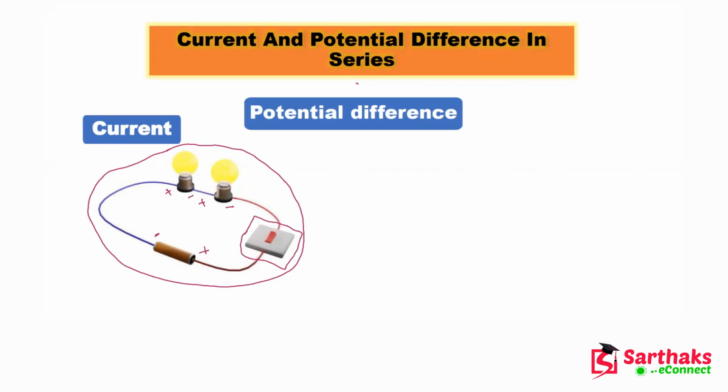So why does it happen? Basically, we know that for current to flow in a circuit, it is quite essential that the circuit should be completed. So what happens if you break the circuit? Then the current cannot flow in this circuit. Why? Because this is a broken circuit.